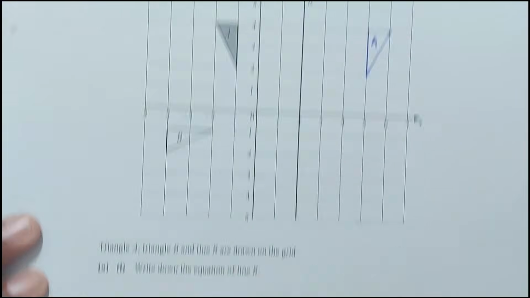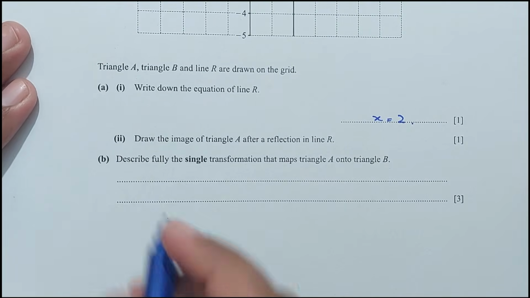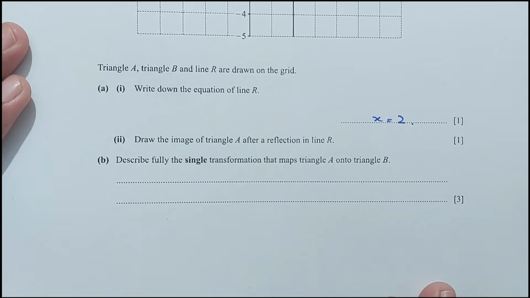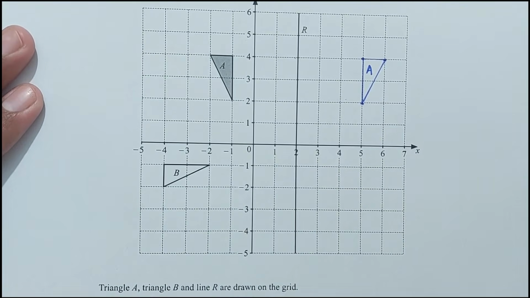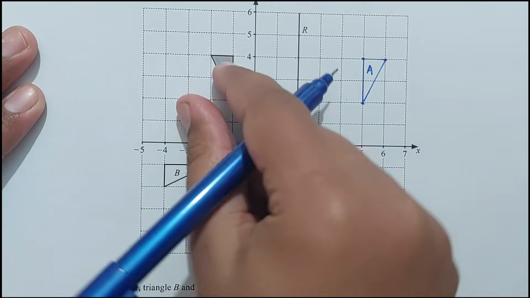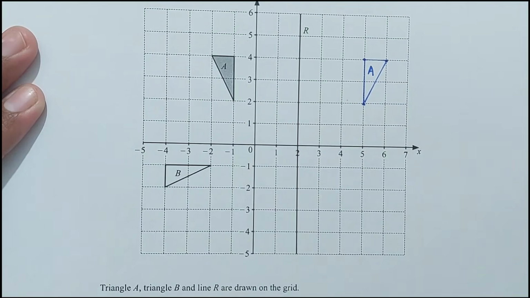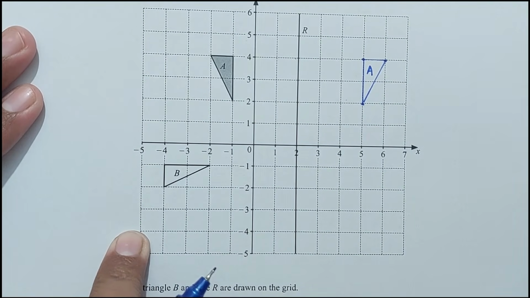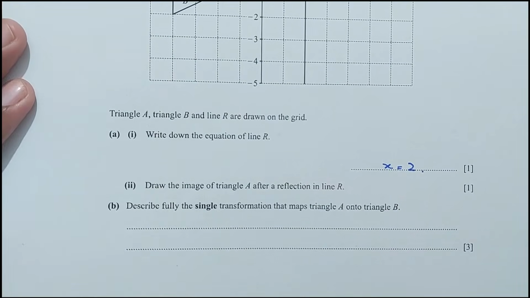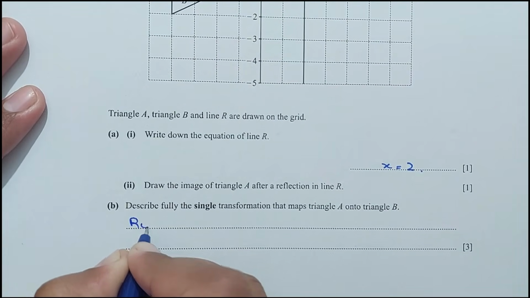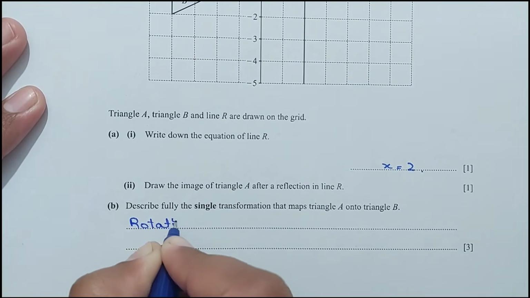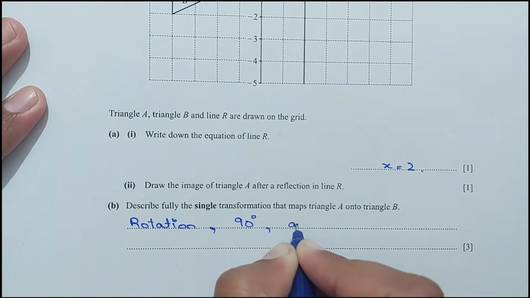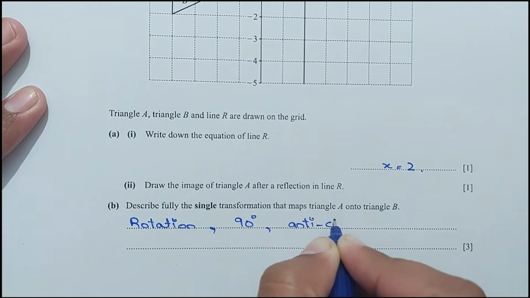All right. Now for part B, describe fully the single transformation that maps triangle A onto triangle B. Okay, we have A and B. This is a rotation and it's 90-degree anti-clockwise. And we have to find the center of rotation by using the coordinates. Wait, so it is a rotation. Let me write down the transformation first. Rotation, 90-degree anti-clockwise.